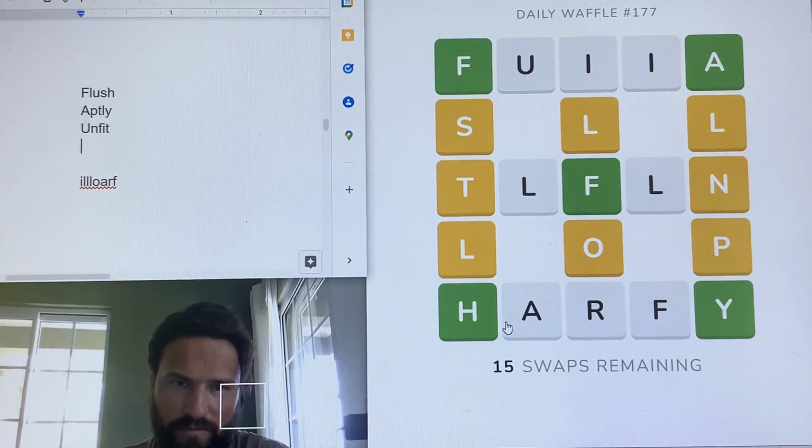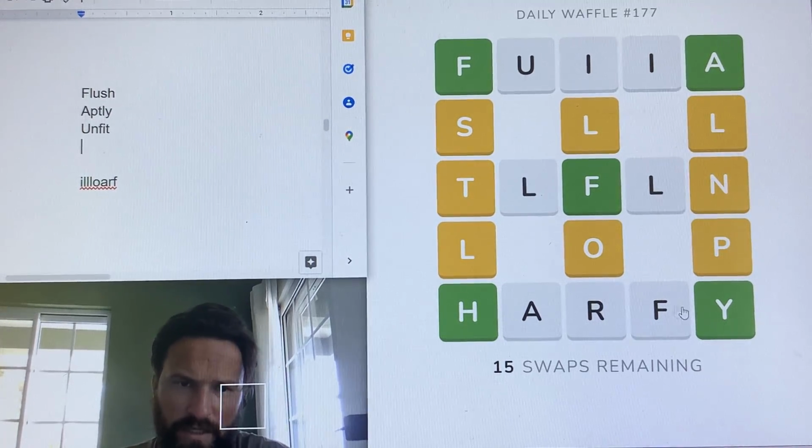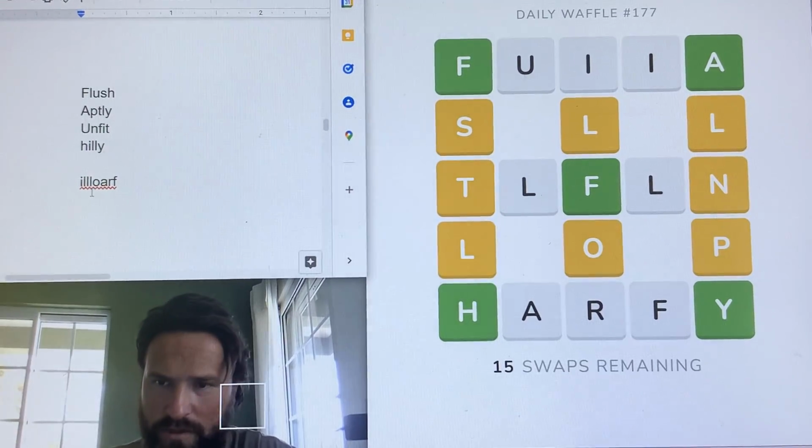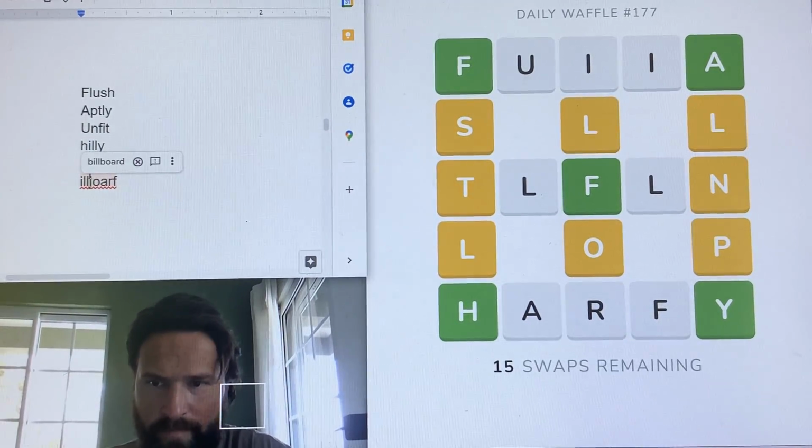I'm thinking maybe this could be Holly, but that's not possible because of the O's. Maybe Hilly. If this was Hilly, then this would end in L, and this would have to be F-A-L. I'm just gonna say that's Hilly and then see what that looks like. So Hilly would use an I and an L and an L.